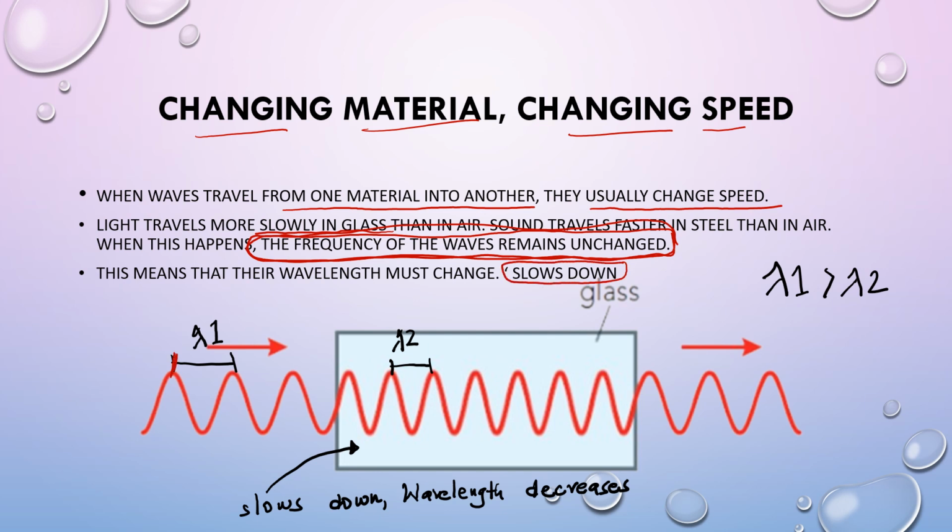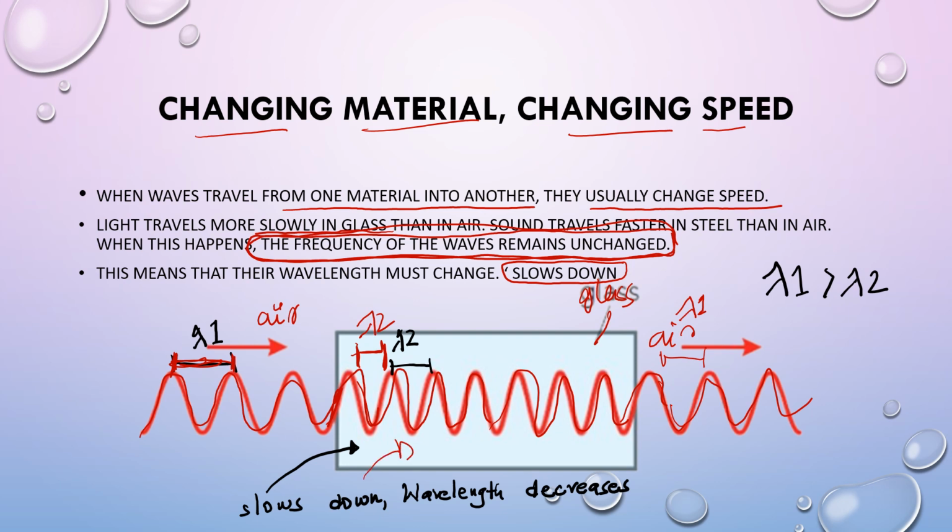So we have the wavelength in the air. It's moving, okay. Then it enters the glass. What happens is the wavelength decreases, but the frequency remains the same. Then this enters the air again, and the wavelength becomes back to the original wavelength, and this continues. So inside the glass, it slows down and the wavelength decreases. Now, obviously, lambda 1 or wavelength 1 will always be bigger than wavelength 2, which is here.